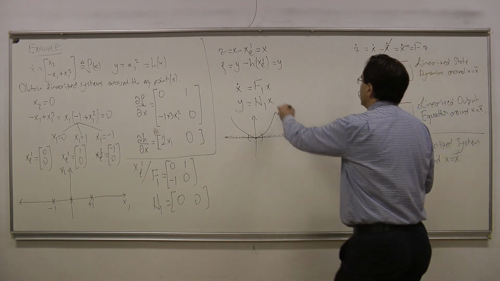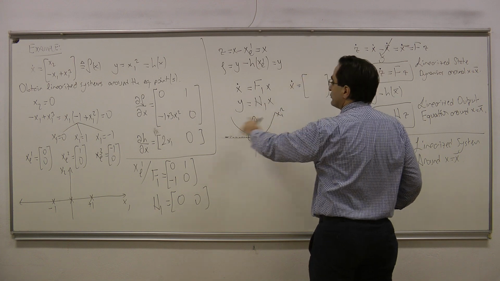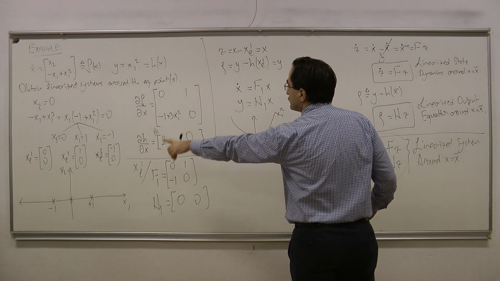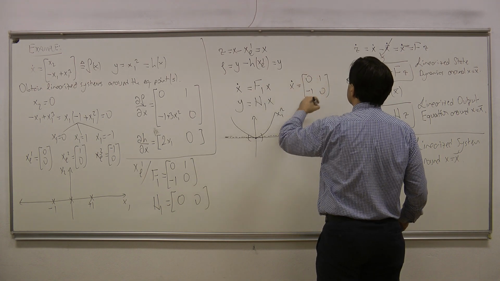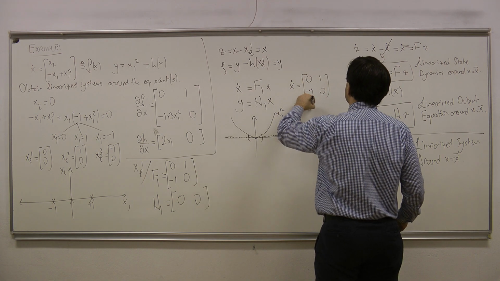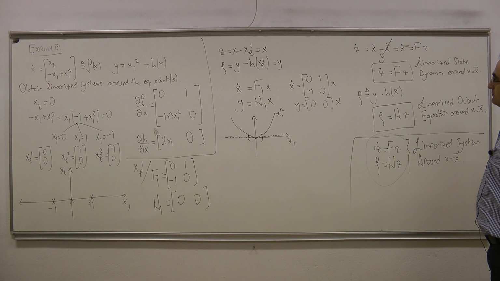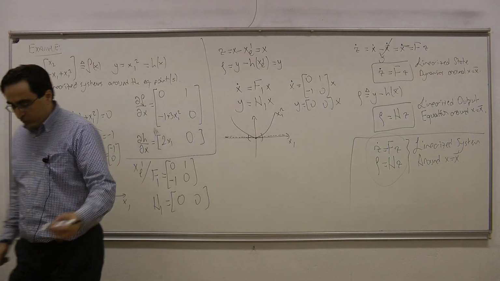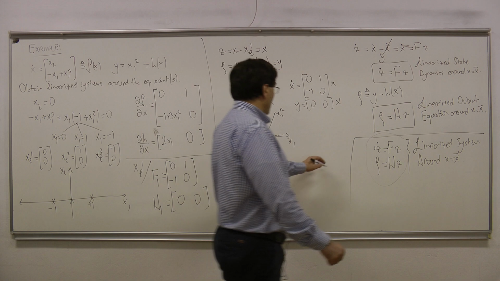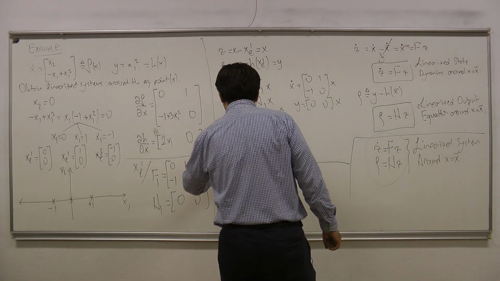So that is my system dynamics. x dot is equal to the new linear system dynamics, which would be 0, 1 and minus 1, 0, and y is equal to 0, 0, x. So this completes the first equilibrium point analysis. Now let us go into the second one.